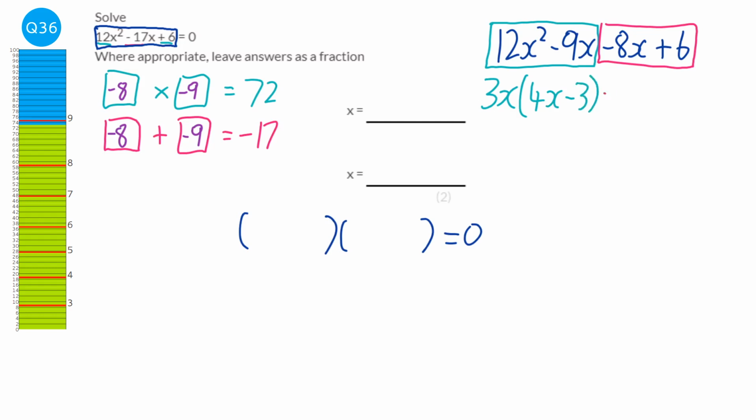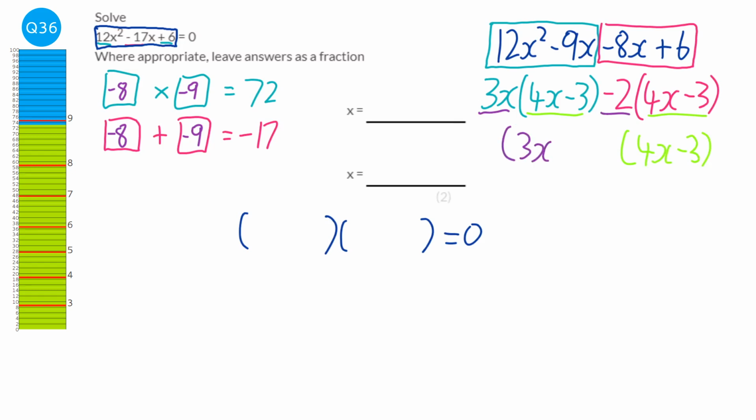And we always put the minus on the outside, so it would be minus 2, and that would be 4x minus 3. The repeating bracket is our second bracket, so 4x minus 3, and then the bit on the outside, 3x minus 2, becomes our first bracket, like so. So let's put that back into our equation, and to solve this now, you get both of the brackets equal to 0.